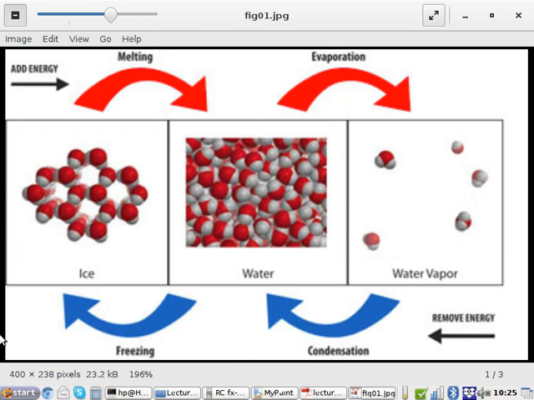Now, there are other transitions here. For example, it is possible to go from a solid to a gas and skip the middle step. Does anyone know? Dry ice. Dry ice is an example of this. Sublimation is it. We'll do that word later.